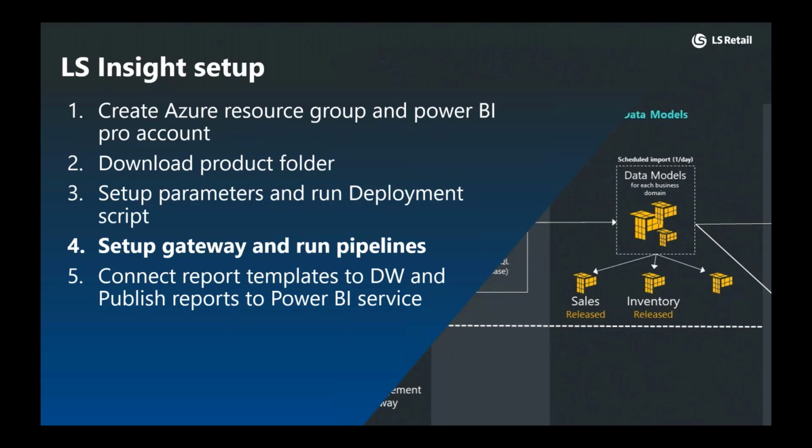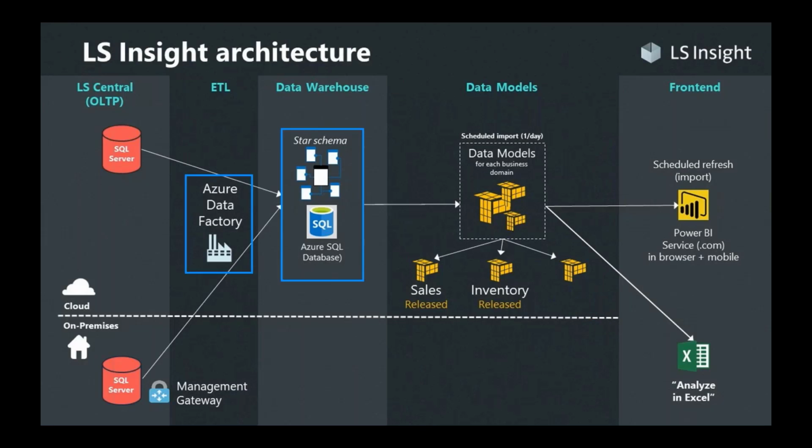Step 4 is to set up a gateway and run the pipelines. If the LS Central database is on-premise, the Integration Runtime Management Gateway needs to be set up on a machine that is always running. We recommend that this is not the same machine as the SQL server is running on. Once the gateway is up and running, you can trigger a pipeline run to load your data into the data warehouse. If the LS Central database is located on an Azure virtual machine, there is no need for a gateway and the pipelines can be run straight away.